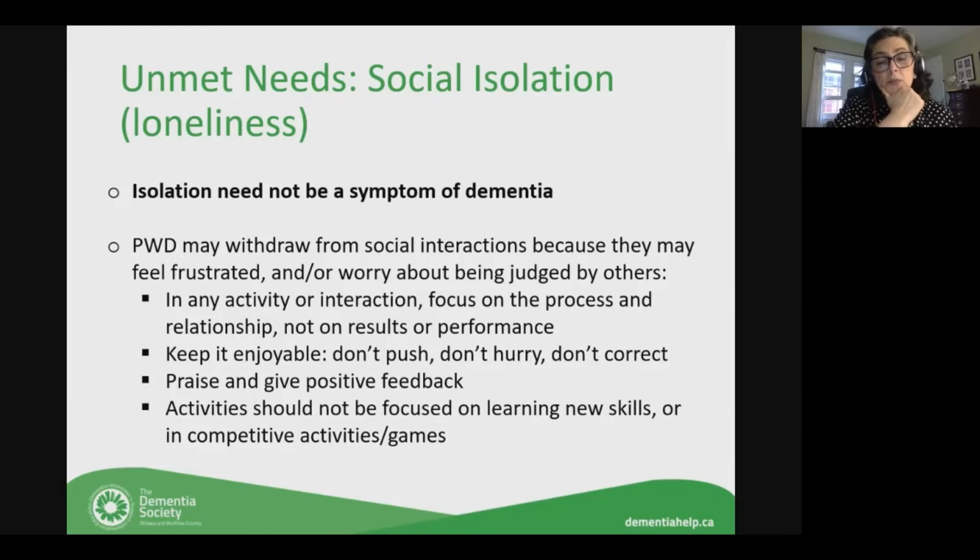So it is really important to make sure that those social interactions are tailored to the level of ability of the individual. Whether they are with you, with friends, or with volunteers, they really need to be at a pace, at a level, and within a context that is enjoyable and manageable for the person with dementia.